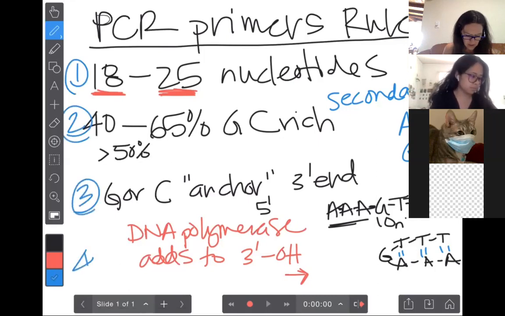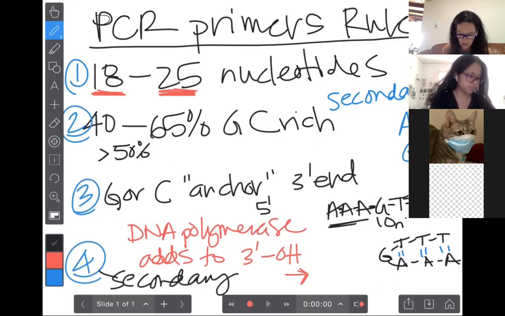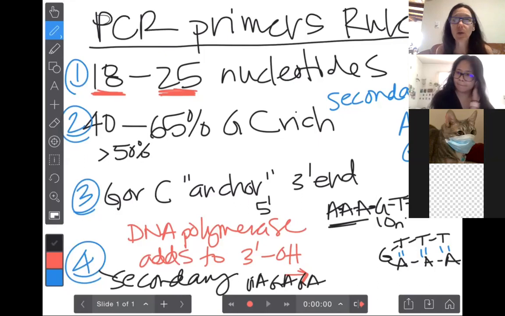And then our number 4 was our secondary structure stuff. So we don't want repeats. We don't want strings of the same nucleotides. We don't want like GA, GA, GA in a row. And that just gives primers issues. Lots of A's and T's, strings of A's, strings of T's. Too many G's in a row is a problem. Too many C's in a row, right?